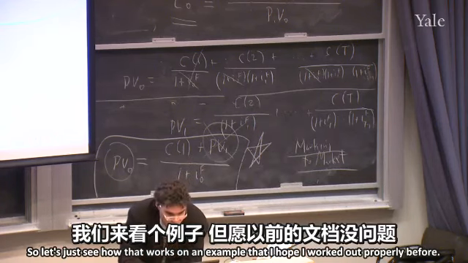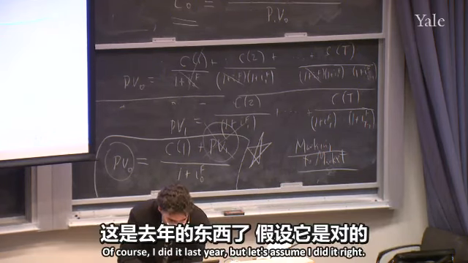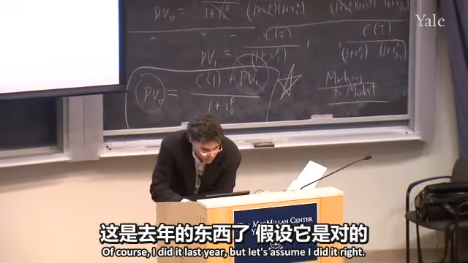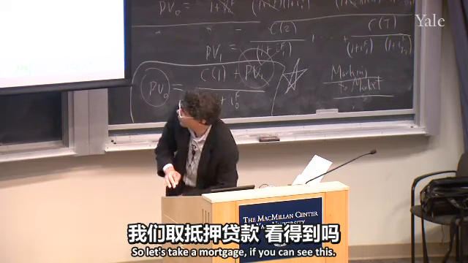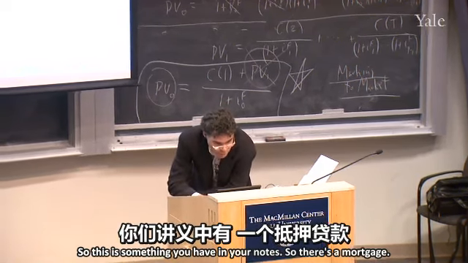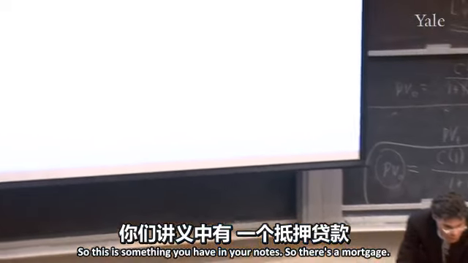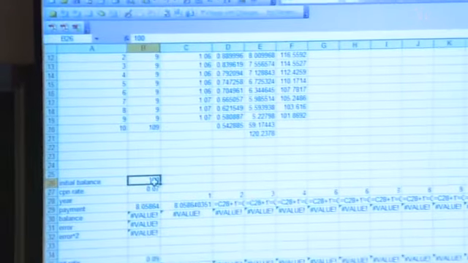So let's just see how that works in an example that I hope I worked out properly before. Of course, I did it last year, but I assume I did it right. So let's take a mortgage, if you can see this. So this is something you have in your notes. So there's a mortgage.